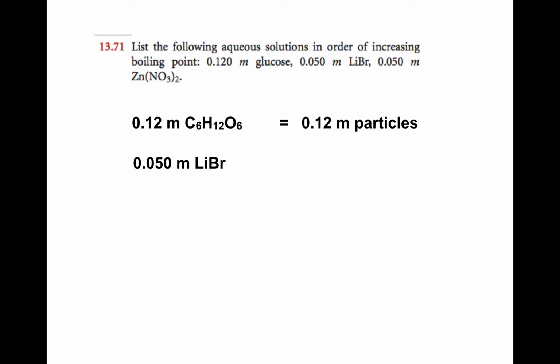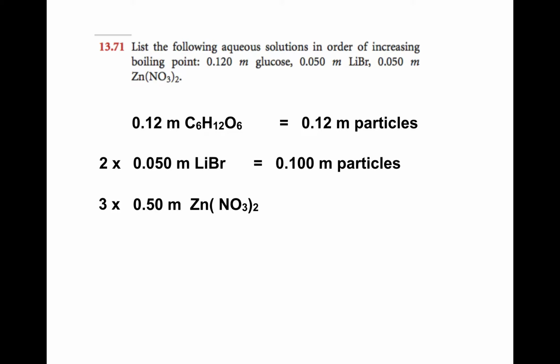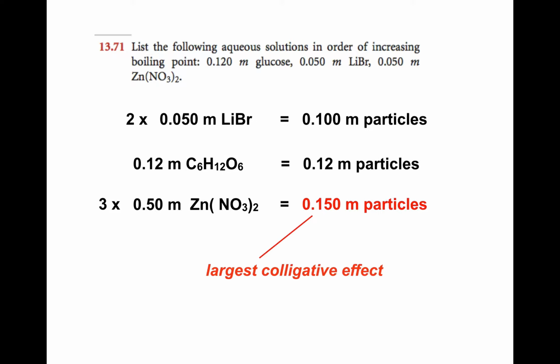Whereas with lithium bromide, you have a Van't Hoff factor of 2. So if you've got a 0.05 mole solution of lithium bromide, you've got a 0.1 mole solution of particles. Zinc nitrate has a Van't Hoff factor of 3. It breaks up into 3 moles of particles. So 3 times 0.05 gives you 0.15 moles of particles. So the one with the greatest colligative effect would be the zinc nitrate, right? Most particles going into solution.